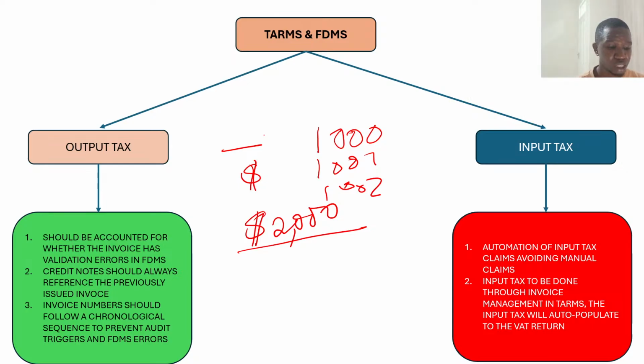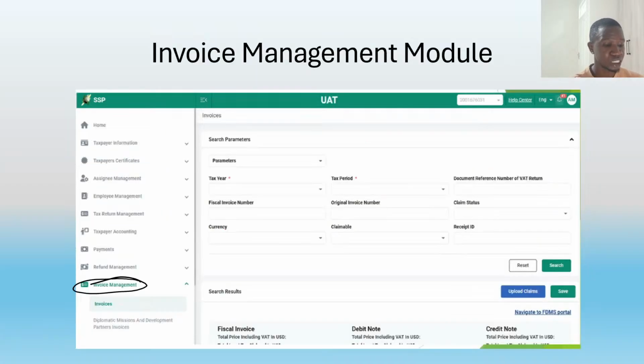Then now with FDMS also, starting 1 December, tomorrow, all invoices should now be done on automatic input claim. So previously, we were claiming invoices and preparing what we call a VAT schedule or input tax schedule, whereby you list all the invoices, VAT numbers of the suppliers, the amounts and what was sold, then submit with your return. But now the process will be automatic in Tarms.